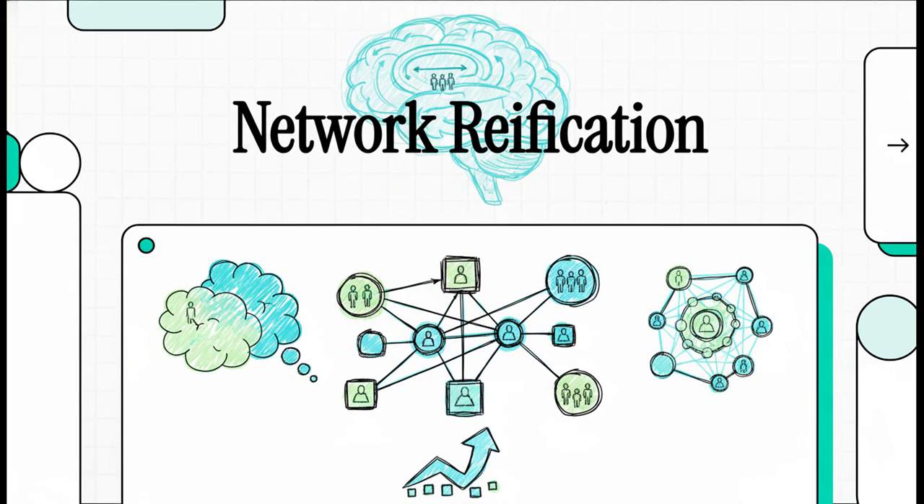Have you ever wondered if a system could teach itself to get smarter? I don't just mean learning new facts, but actually fundamentally changing how it learns in the first place. Well, that's the wild idea behind something called network reification, and we're going to break down exactly how it works.